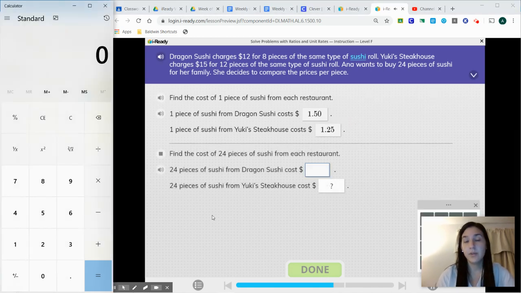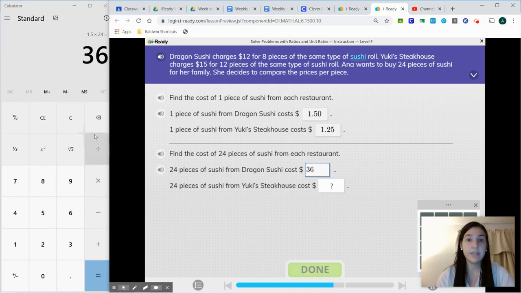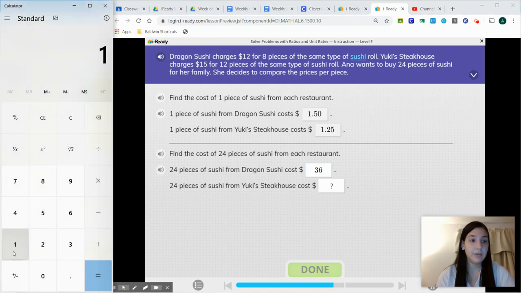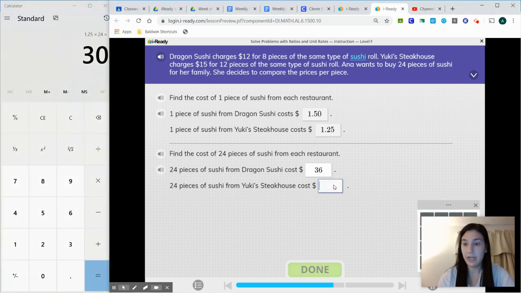Now, find the cost of 24 pieces of sushi from each restaurant. We have to multiply by 24. So $1.50 times the 24 pieces will give us $36 for Dragon Sushi. And now we'll do $1.25 times the 24 pieces for Yuki's Steakhouse, and it gives us $30.